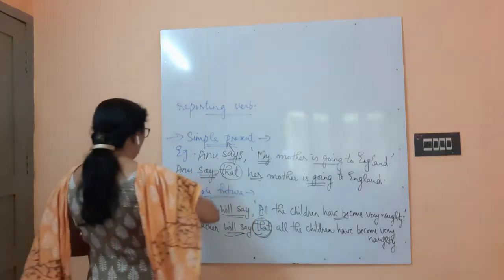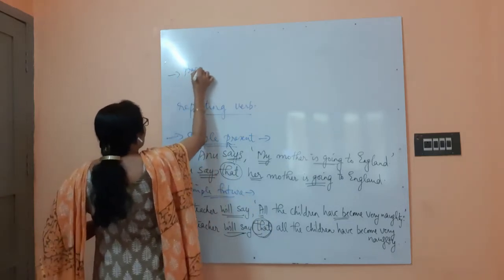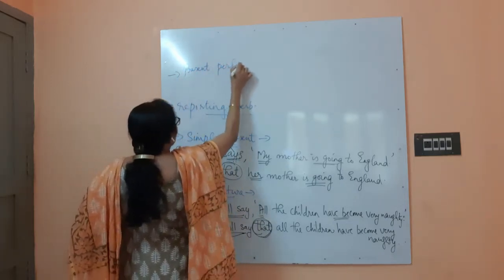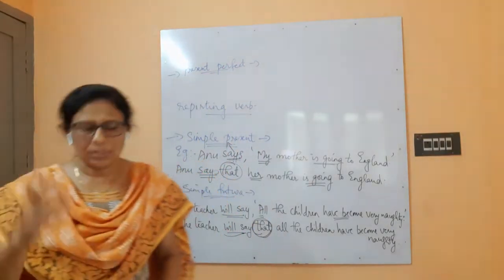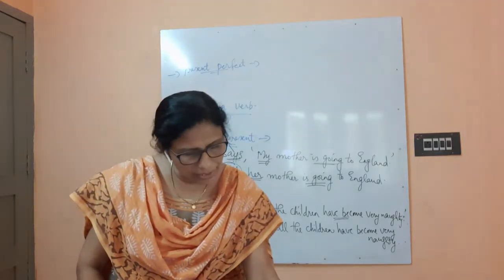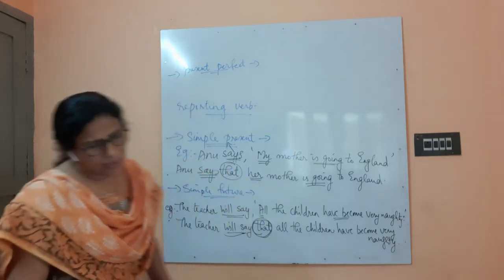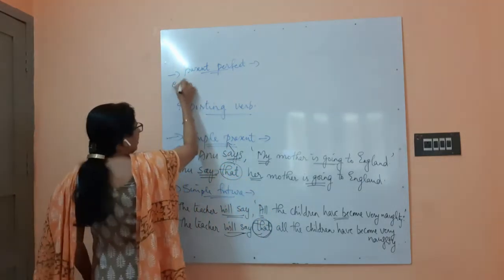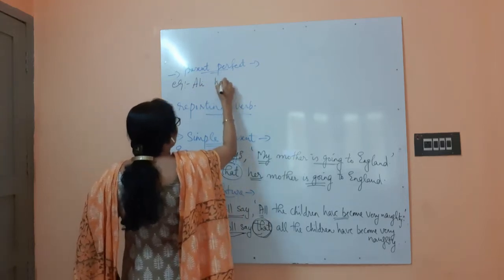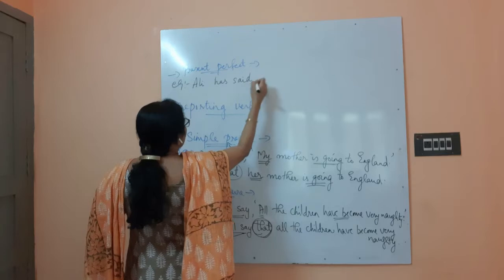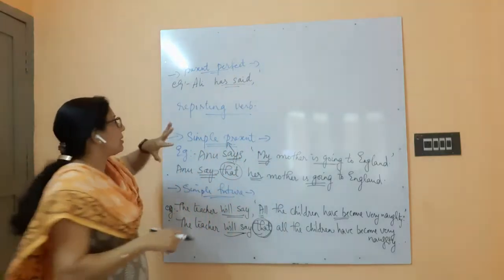And the third one is present perfect. So that we will write here. Present perfect. We know that present perfect is has or have plus V3 form. So one example I will give you. Ali has said. We can see what is the tense of this? Has said. Has or have plus V3. That is present perfect tense.